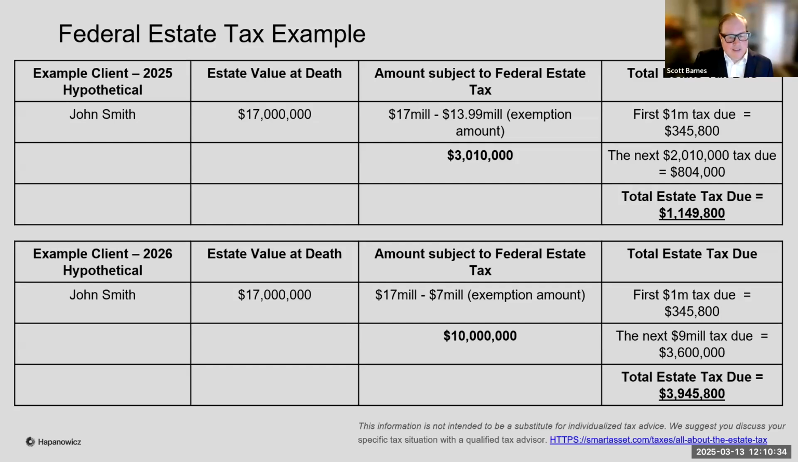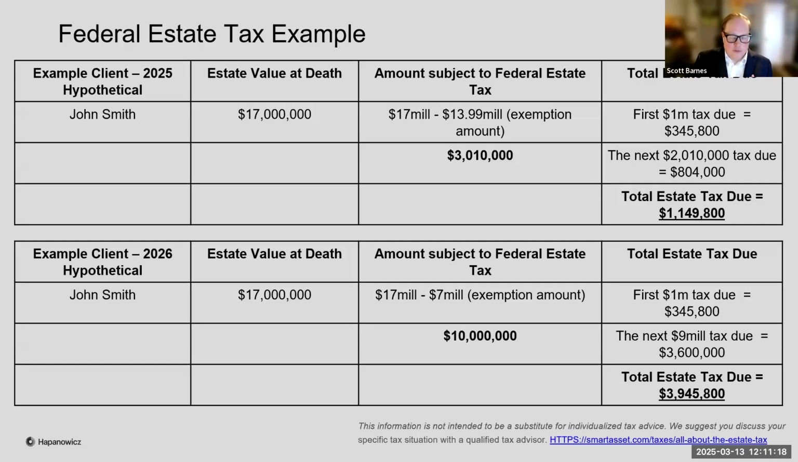If it does sunset at the end of the year and goes into 2026, you can see that it will end up capturing quite a bit more. So the estate tax exemption will drop to approximately $7 million. And that would leave Mr. Smith with an estate owing, or his estate owing estate taxes on $10 million. And on that first million, again, he'd owe 345,800, and on the next 9 million, he would owe 40%, for a total of 3.6 million, for a total estate tax of $3,945,800.